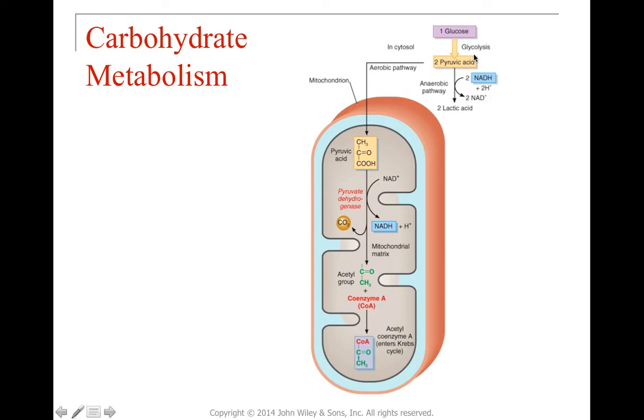Okay, so I'm just going to bring you back to that original figure. We are now on step 2, where we're taking pyruvic acid and converting it into acetyl coenzyme A. But I want to make something clear here. We have now entered into a specialized organelle called a mitochondria.